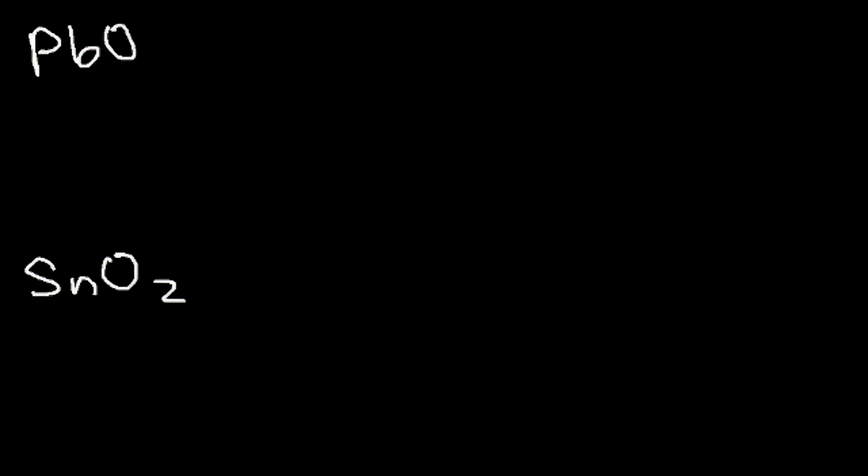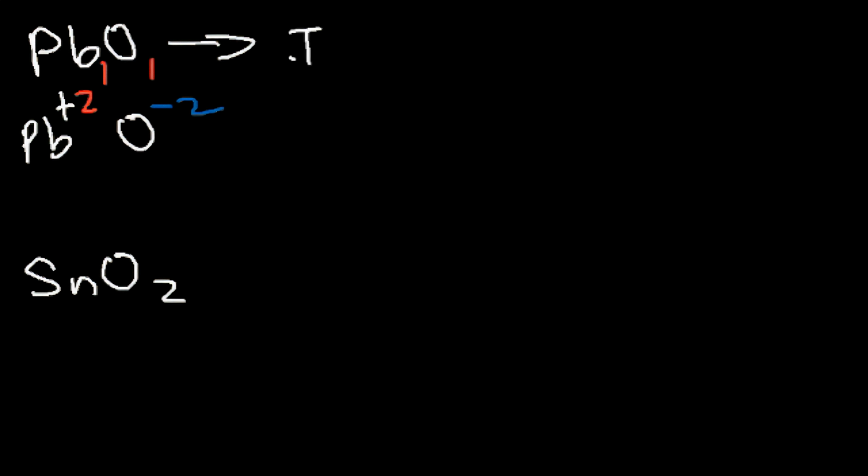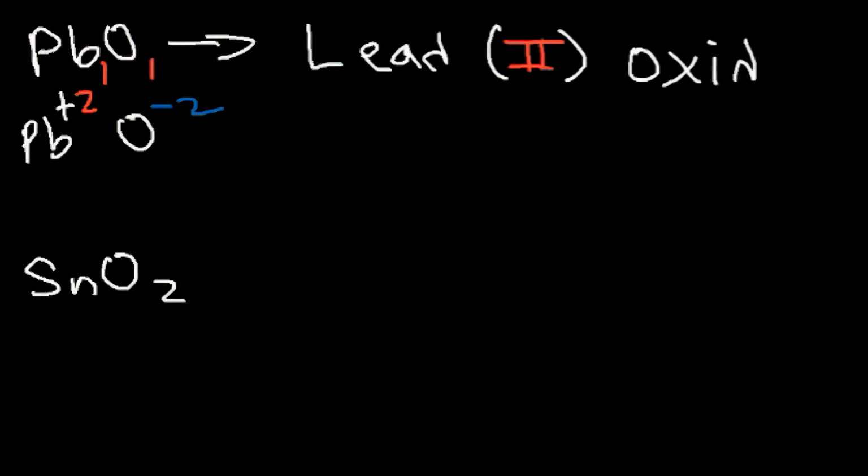So you know that oxygen has a negative 2 charge. That means Pb has to have a plus 2 charge. Since these two are in a 1-to-1 ratio, that means the charges are the same, even though the sign is opposite. So this is going to be called lead(II) oxide.